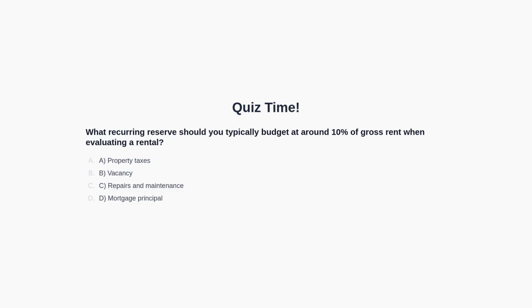Quiz time. What recurring reserve should you typically budget at around 10% of gross rent when evaluating a rental? Is it property taxes, vacancy, repairs and maintenance, or mortgage principal? You may pause the video now to think about the answer. We will discuss the answer in the next section of the video.